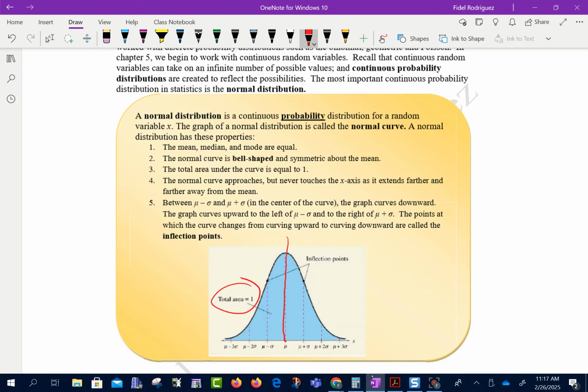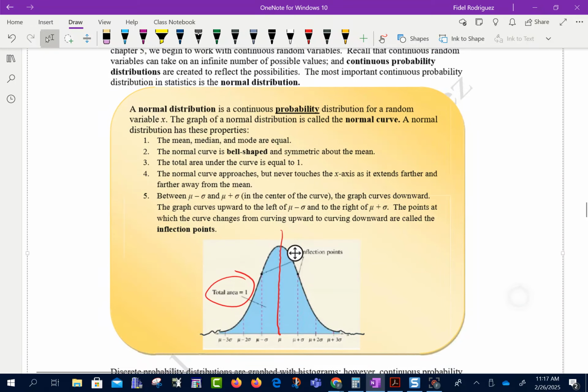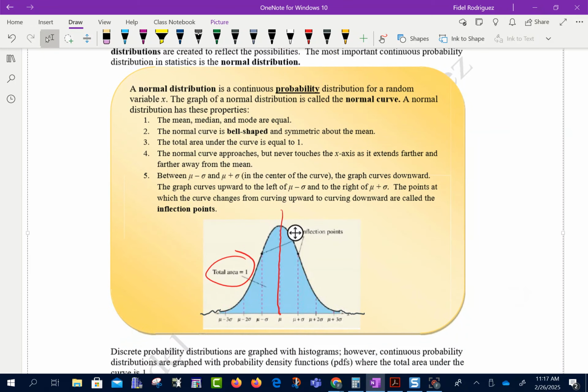So here's my x-axis. Y'all, my graph gets really, really close to it, but never actually touches it on either side, okay? And then between mu minus sigma and mu plus sigma, the center of our curve, right in here, the graph curves downward. So we start to go like this, and the graph curves down, boom, in that area. Okay. And those are what we call our inflection points.